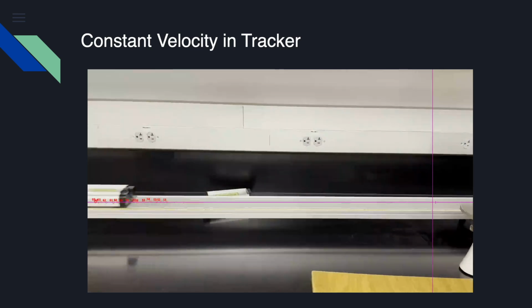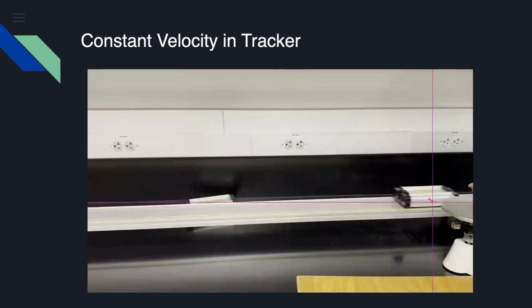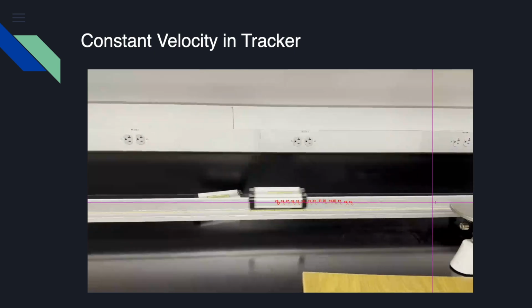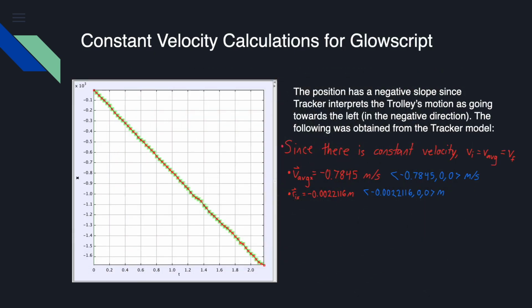So from Tracker, the trolley moves along, and you can see the small red dots which show the change in position. GlowScript also created this position versus time graph for us. And while the position has a negative slope, indicating a negative velocity, that is because Tracker interprets the trolley's motion as moving towards the left or in the negative direction.